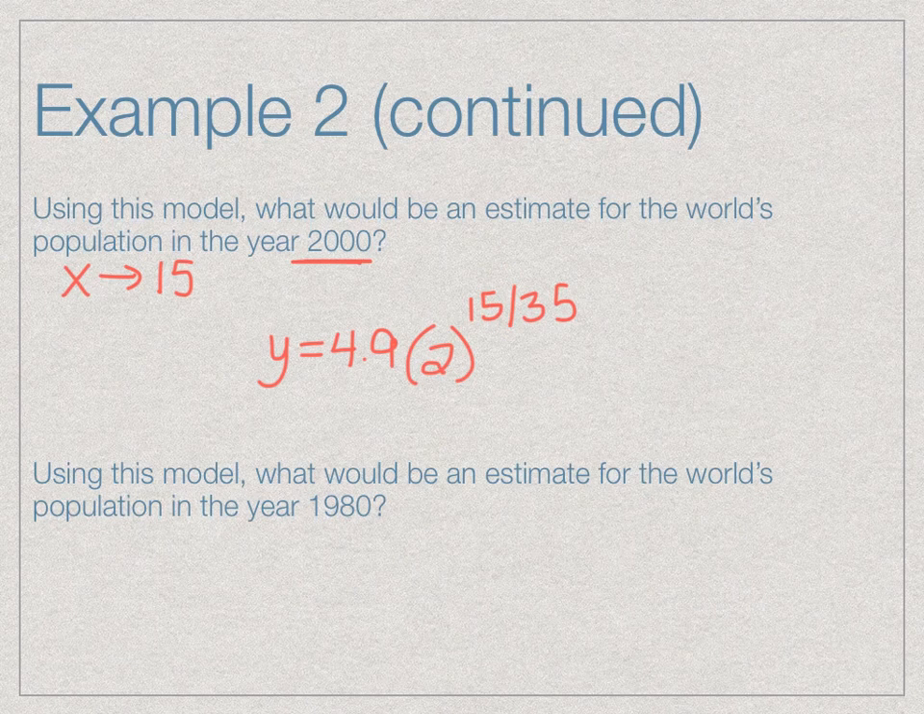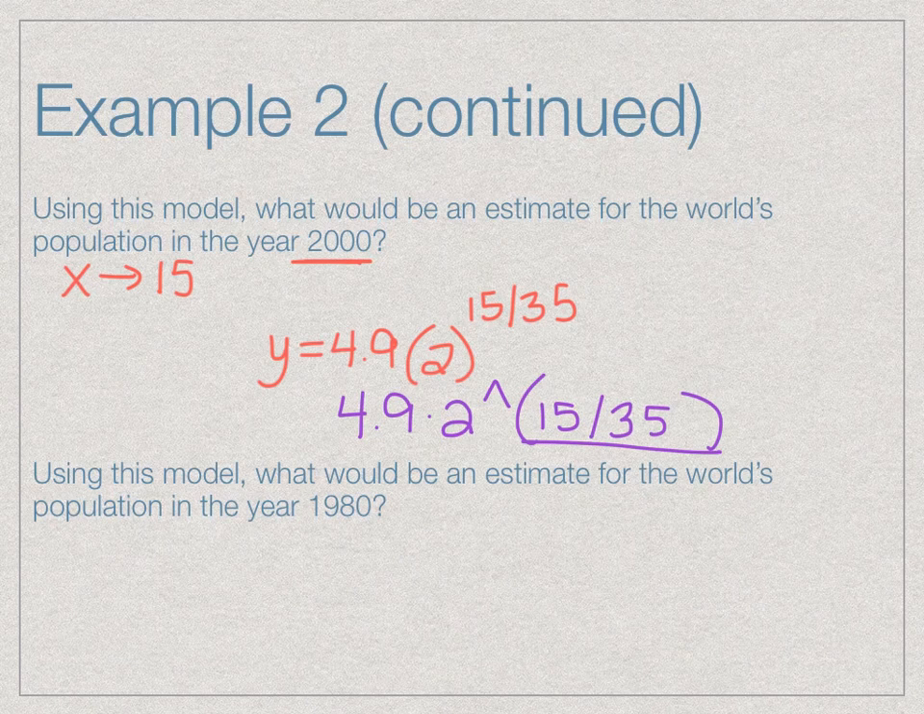If it does not let you type up in the exponent like this, if it does 4.9 times 2 and then to the power of, and you just keep typing right here, you're going to need parentheses around that 15 over 35. Okay? Either way you go, we should come up with an answer of, let's see, 4.9 times 2 to the power of 15 over 35. I get about 6.6. And notice that's billion.